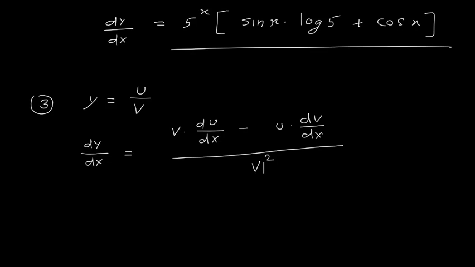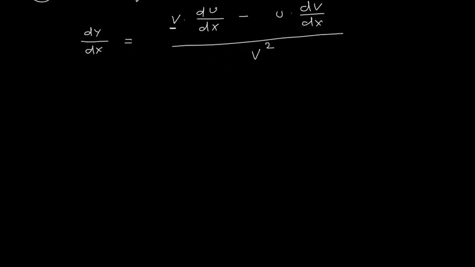What we have done: the denominator's part is in the denominator and we have taken its square. In the numerator, we have taken the denominator and differentiated the numerator, minus we have taken the numerator and differentiated the denominator. So this is how you find the derivative of u upon v. Now here again I will take an example.